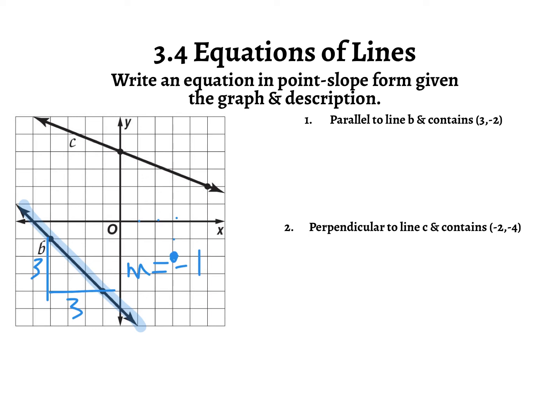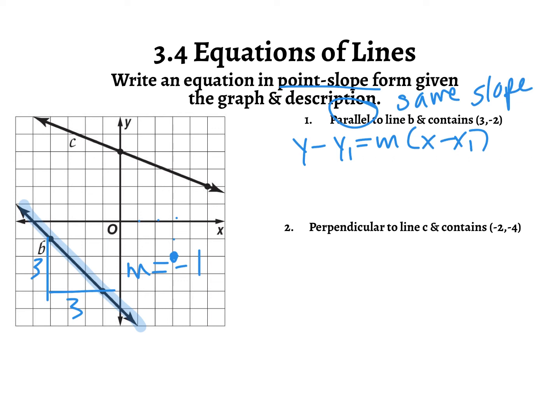So because I'm looking for point slope, I'm going to write it in the form of y minus y1 equals m times x minus x1. Because I want the slopes to be parallel, I want the slope to stay the same. If you want a refresher on how you know if the slope is the same or perpendicular, go watch my other video, 3.3, slopes of lines.